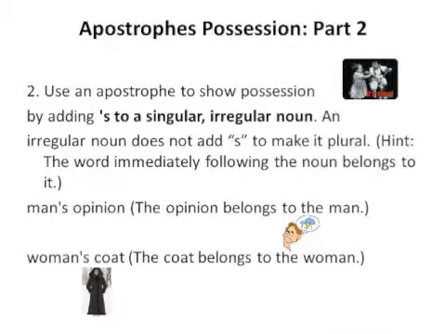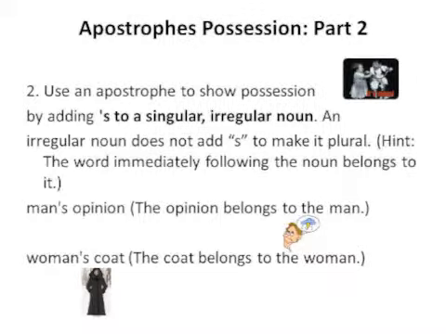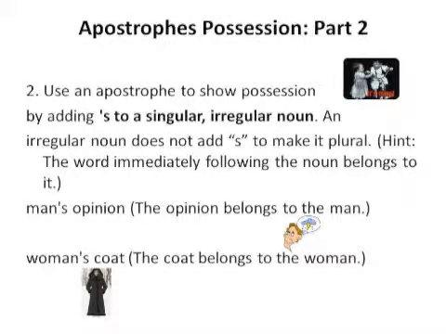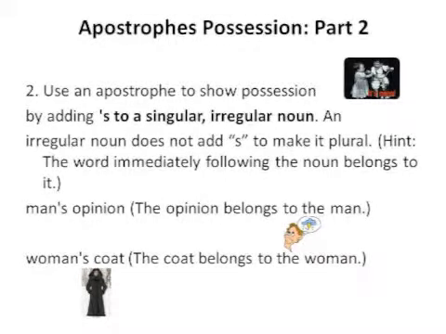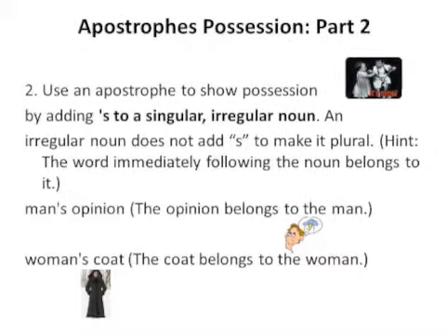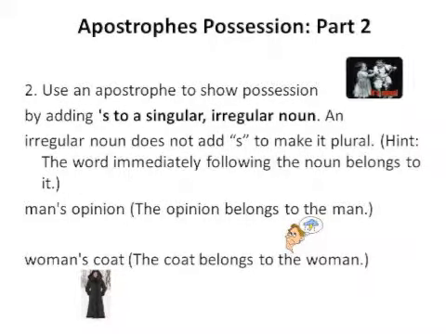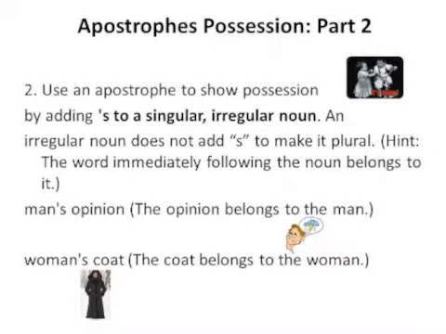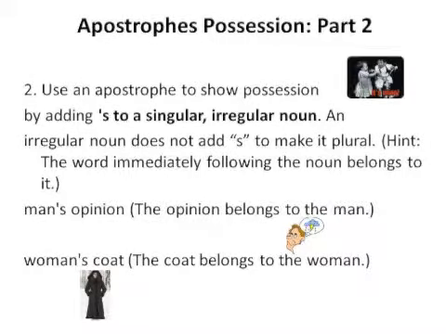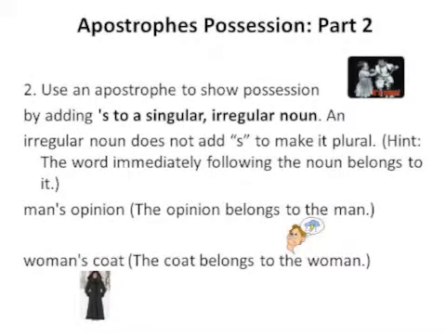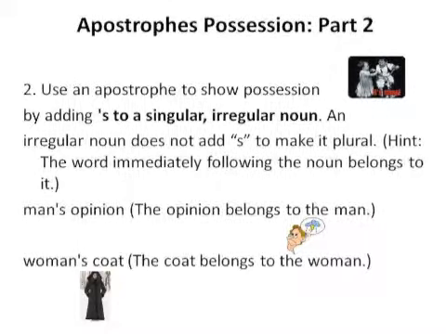Now let's look at irregular nouns. These are ones that don't add S to make the plural. For example, man and woman. To make these possessive, you add an apostrophe S. So now one man has an opinion and one woman has a coat.